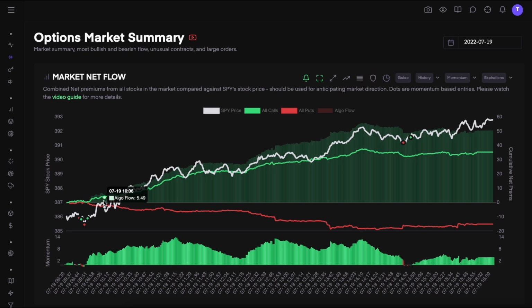So there's a very good logic behind why this works. It's not a hodgepodge or some random technical indicator. There is good logic behind it.